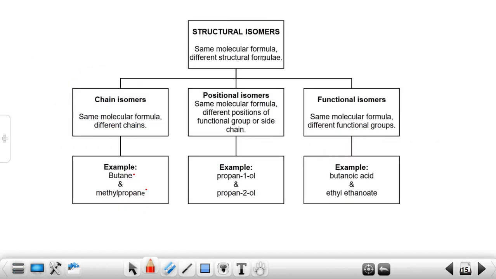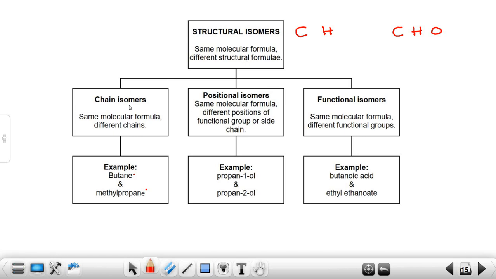Today I'm looking at organic chemistry with emphasis on isomers. All our isomers are structural isomers in the sense that they have the same molecular formula. What does molecular formula mean? It means it has the same number of carbon and hydrogen, and in other cases the same number of carbon, hydrogen, and oxygen. But the structure of the formula differs, and that is the reason why it gives rise to three different kinds of isomers.